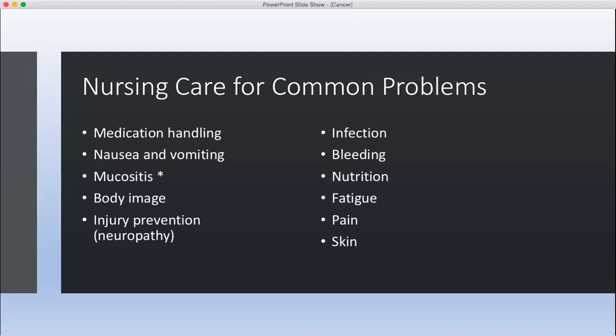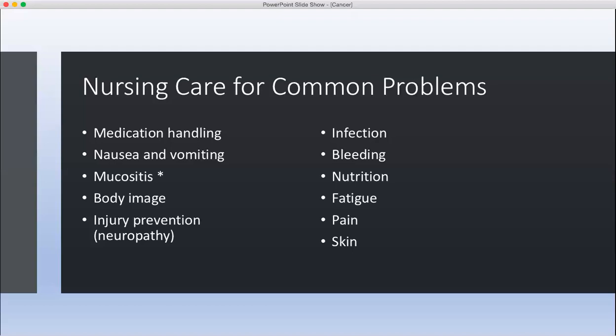We can also implement non-pharmacological interventions, things like positioning or distraction, meditation, different exercises, massage, heat, ice. It's very unique to the patient and the type of pain that they're having.